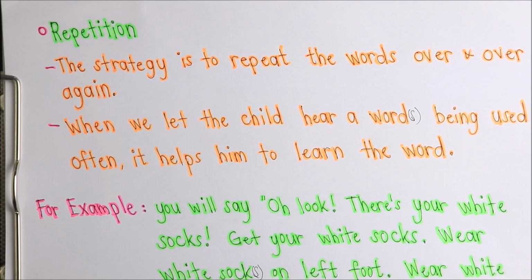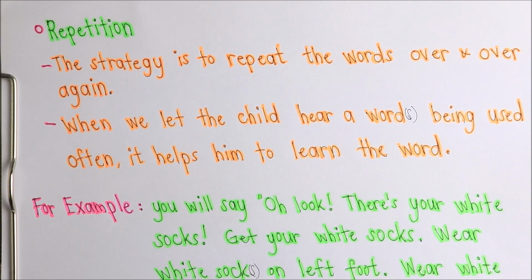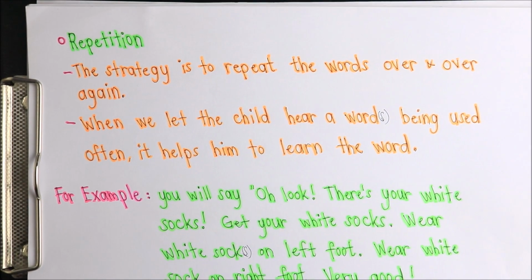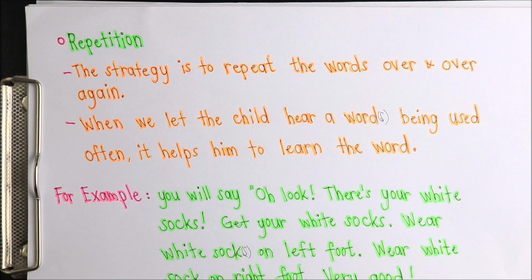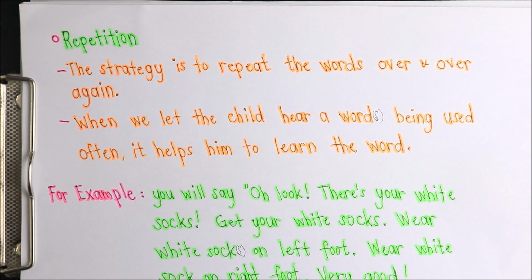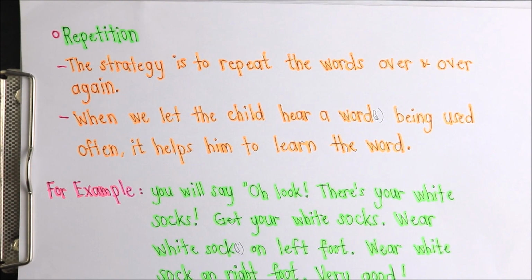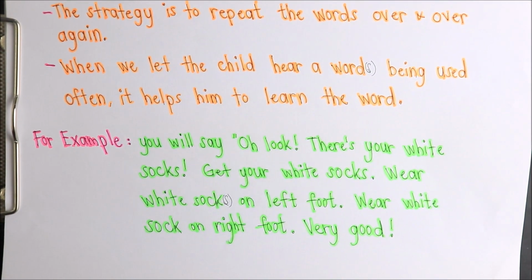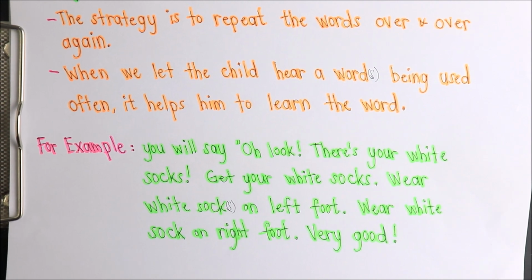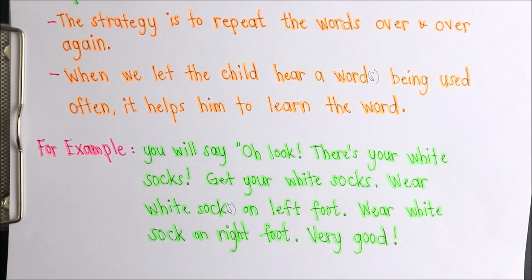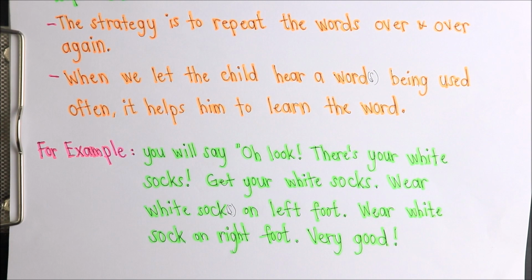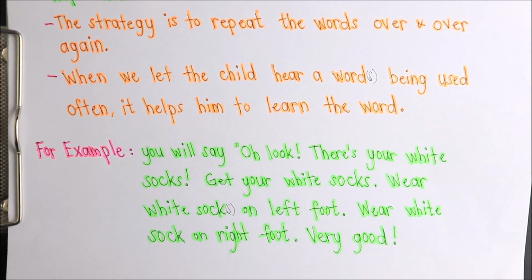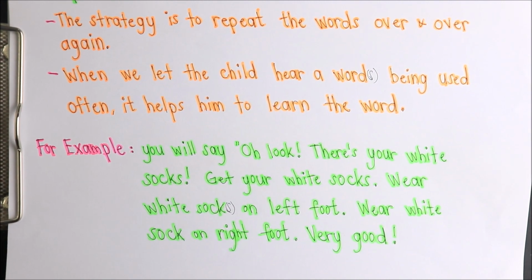And last but not the least is repetition. The strategy is to repeat the words over and over again. When we let the child hear a word or words being used often, it helps him to learn the word. For example, you will say, "Oh look, there's your white socks. Get your white socks. Wear white sock on left foot. Wear white sock on right foot."